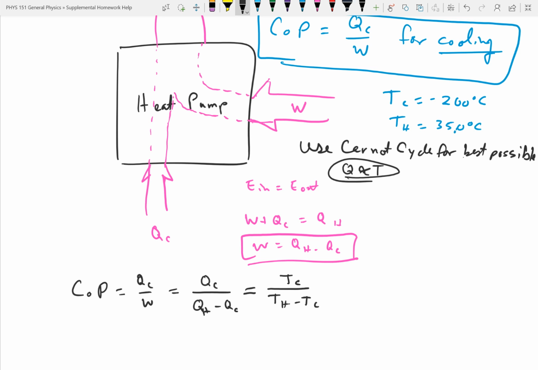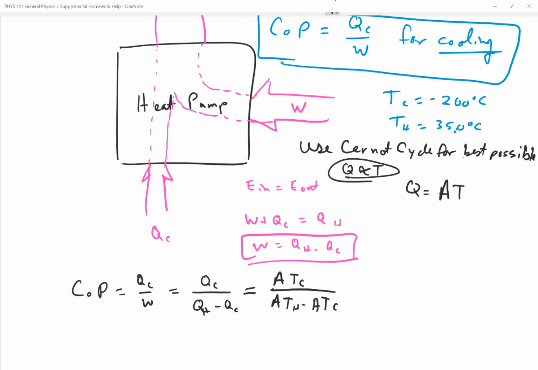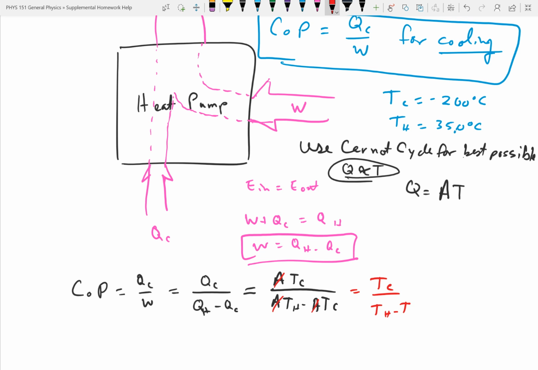Because of proportionality, basically you can say Q is equal to some constant multiplied by temperature. So Q hot is constant A times temperature hot. Q cold is constant A times temperature cold. You put those in. There's an intermediate step: A temperature cold over A temperature hot minus A temperature cold. All you have to do is cancel out the A's, and you get temperature cold over temperature hot minus temperature cold. And so then we just have to put in our numbers. So what number do I put in for temperature cold? Negative 200.